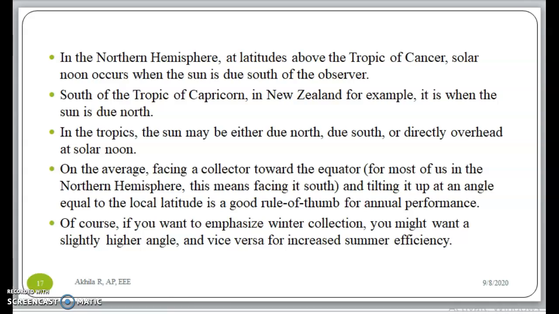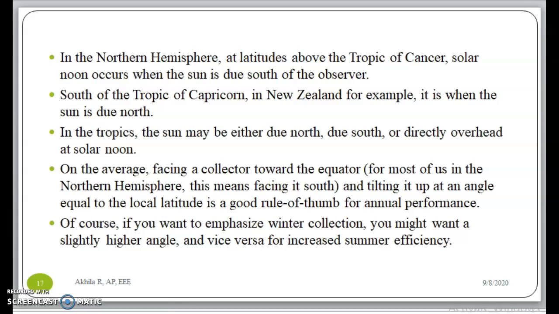Now in the northern hemisphere, at latitudes above the Tropic of Cancer, solar noon occurs when the sun is due south of the observer. We know it is not the same everywhere; it differs in each country. South of the Tropic of Capricorn, in New Zealand, the sun will be due north. In the tropics the sun can be due north, south, or directly overhead. So on an average, we will be facing the collector towards the equator.